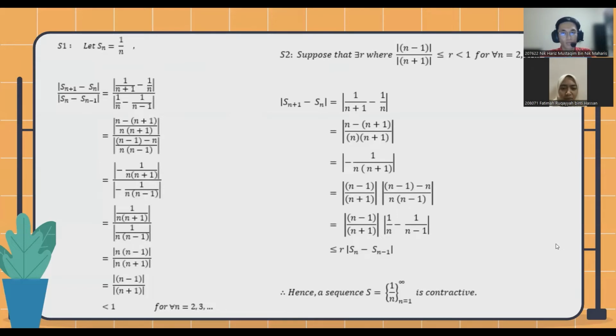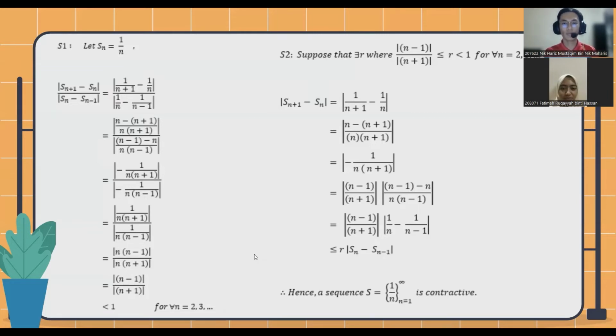From here, we can cancel out 1 and we get modulus n multiplied with n minus 1 over modulus n multiplied with n plus 1. Then we can cancel out n and we get modulus n minus 1 over modulus n plus 1. This is lower than 1 for all n equal to 2, 3, and so on. Then I will pass to Nick for the next step. Thank you, Fatimah. Now we will move on to step 2.